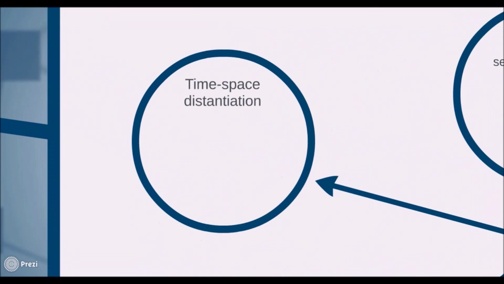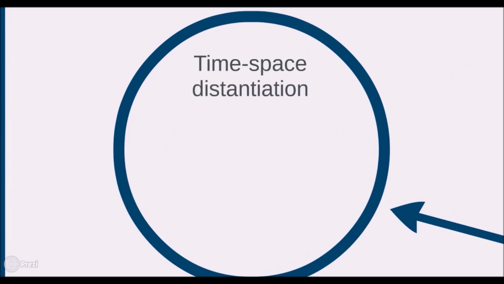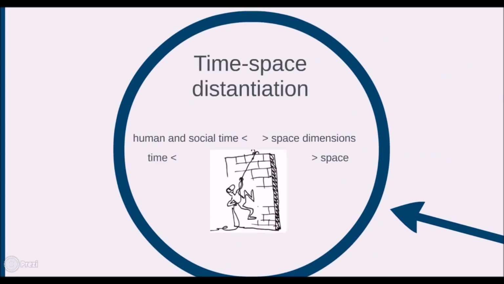Slide 5. Definition: time and space distanciation. Anthony Giddens used this term to show that human and social time and space dimensions tend to widen in the course of history. Traditional society is based on direct interaction between people living close to each other. Modern societies stretch further and further across time and space. Barriers of time are broken by the spread of customs or traditions.